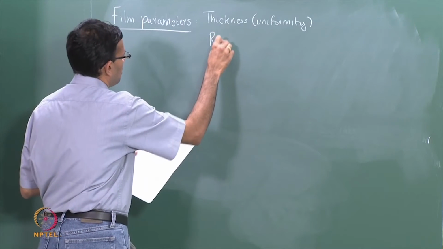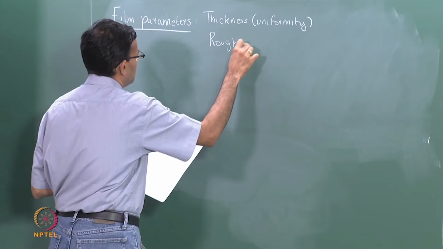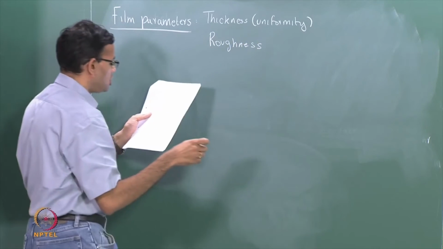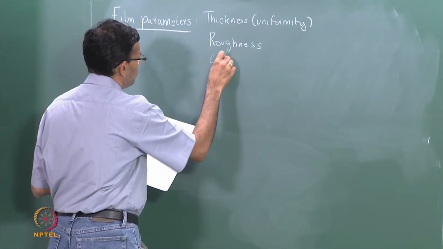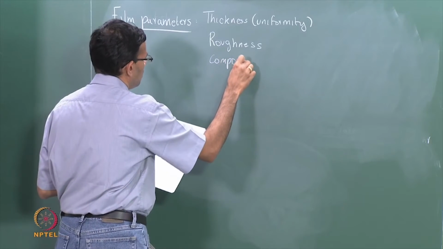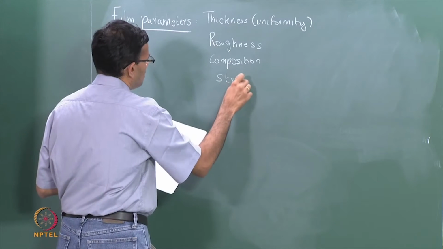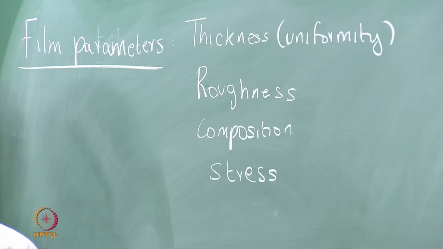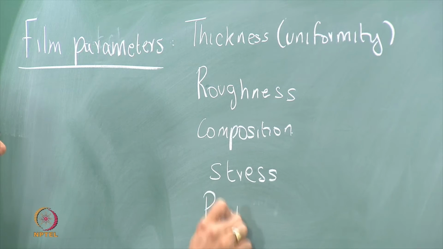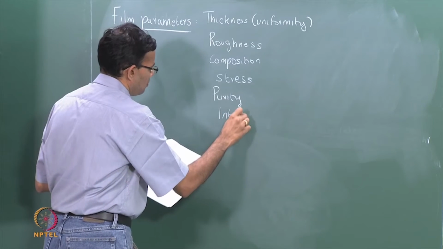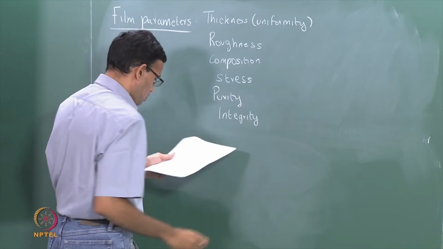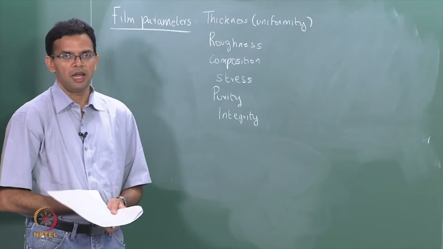Surface roughness or the roughness of these layers, usually some sort of polishing can also be used. Composition, stress. Stress is important because this can lead to delamination later on and you will lose the film integrity. Purity and film integrity. So these are some of the important film parameters.